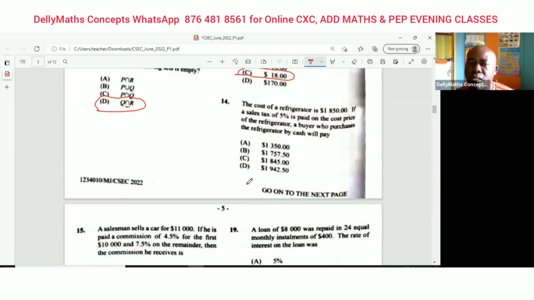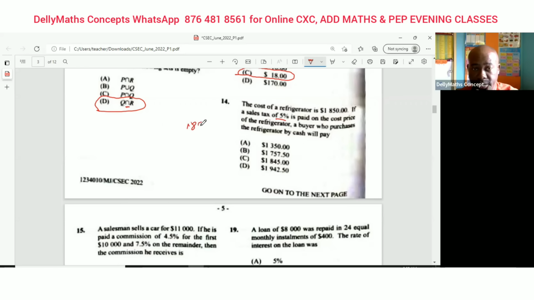The cost of a refrigerator is $1,850. A sales tax of 5% is paid on the cost of the refrigerator. All right. A buyer who purchases the refrigerator with cash will pay what? So you want to find 5% of that. All right. So you could work it out quickly.